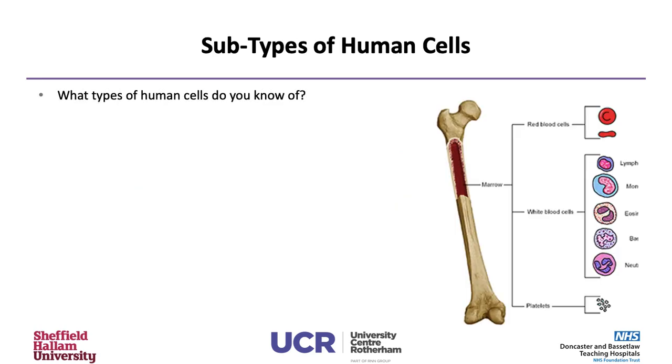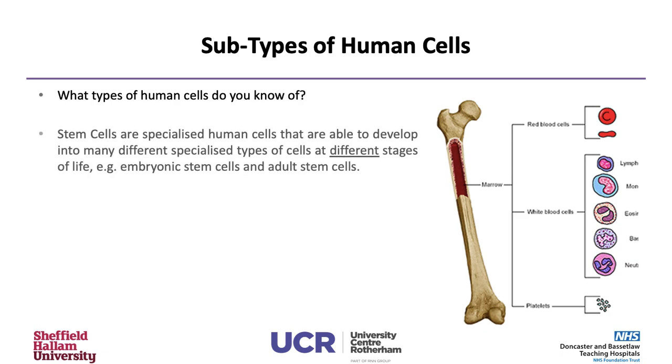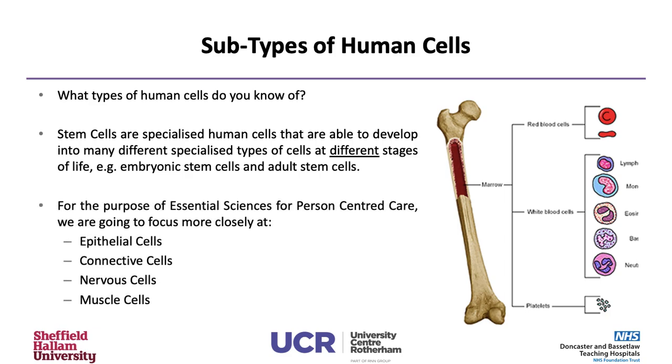So what different types of human cells do you know of? The picture to the right gives you a little bit of an example. There are many different types of human cells, and they all start off from what's called a stem cell, a specialised human cell that is able to develop into many different specialised cells at different stages of life. For example, we've got embryonic stem cells and adult stem cells. Embryonic stem cells have the ability to specialise into many different types of cells, for example, the ones that are categorised below.